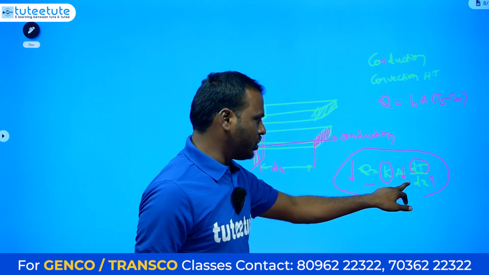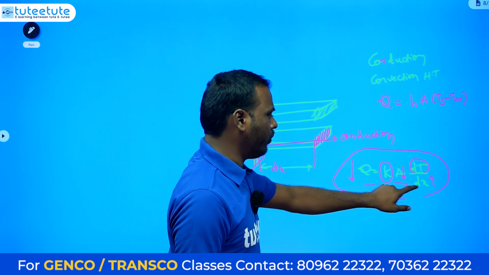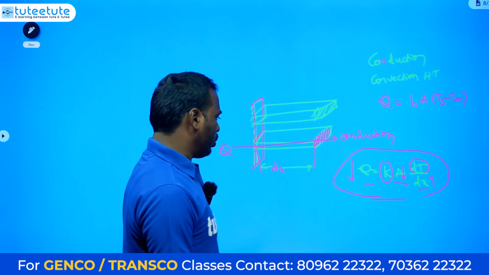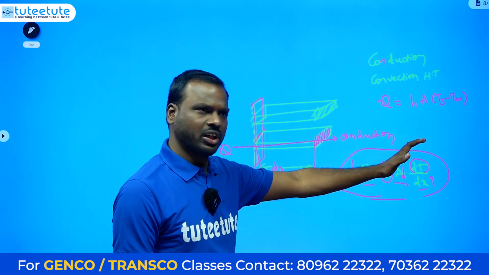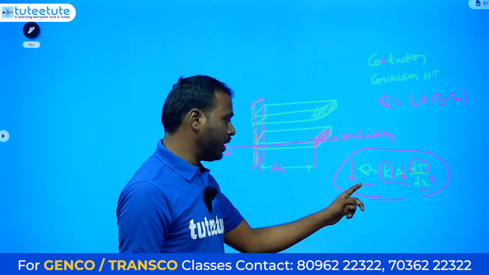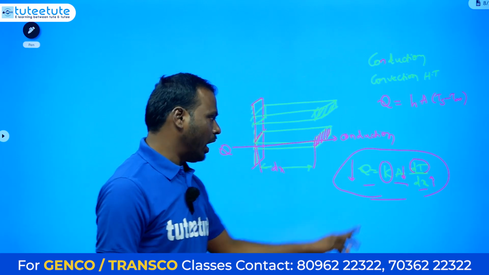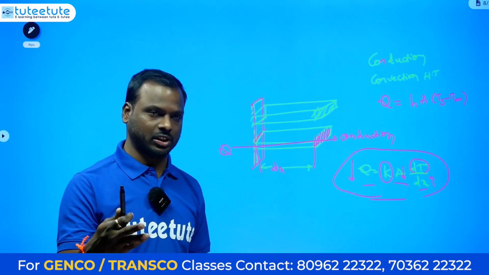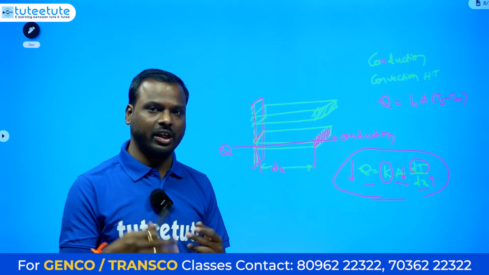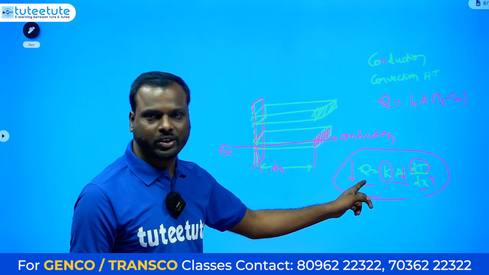The thing is, we can change the area and we can change the dx value. dx means length. Whenever the length increases, the conductive heat transfer is going to decrease. And whenever the thermal conductivity increases, meaning the material changes, the Q value will change, of course.